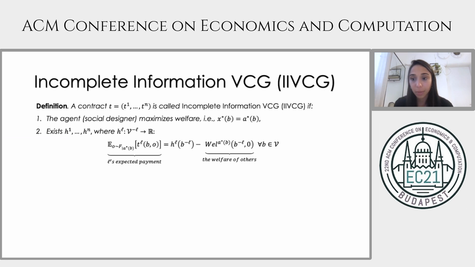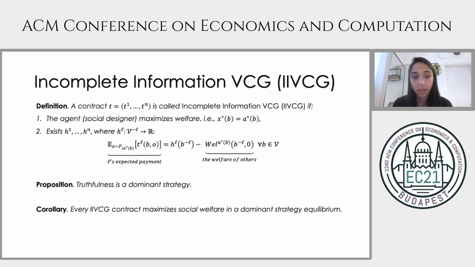So in this type of contract, we have the same trick on payments as in the VCG mechanism. And by the same commonly known arguments, we can show that principals are induced to bid truthfully as a dominant strategy. So principal bids reflect their values, and since the agent maximizes the reported welfare, we get as a corollary that every IIVCG contract maximizes social welfare in a dominant strategy equilibrium. So this is a great starting point.